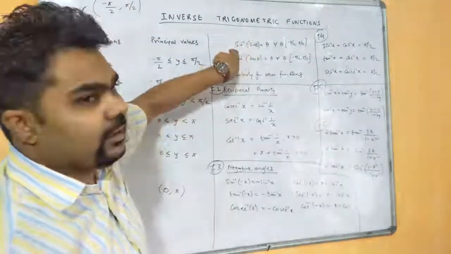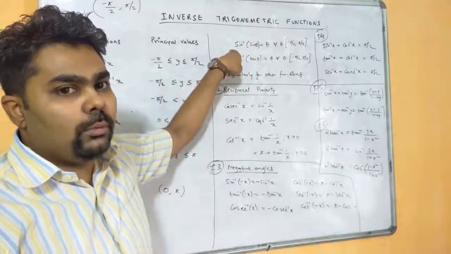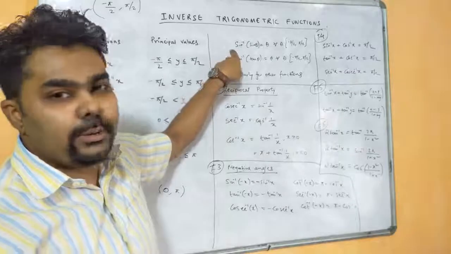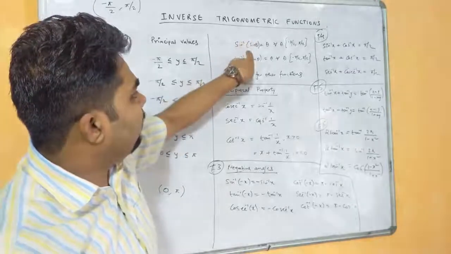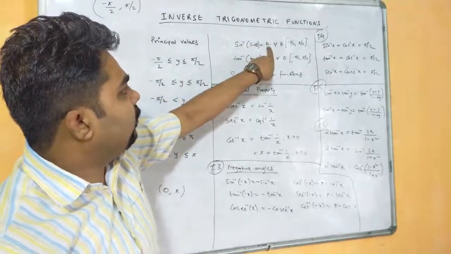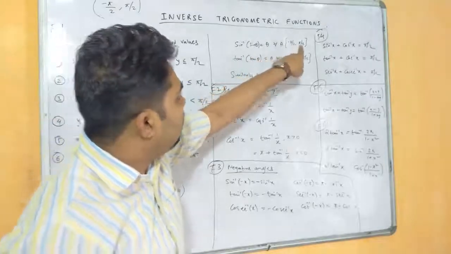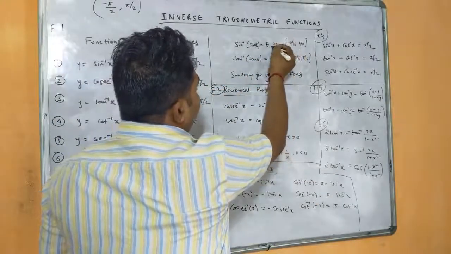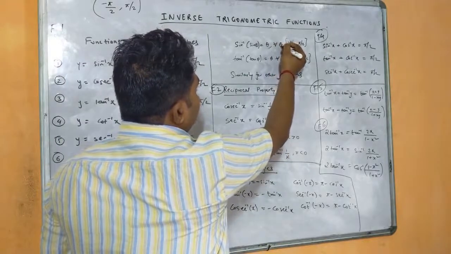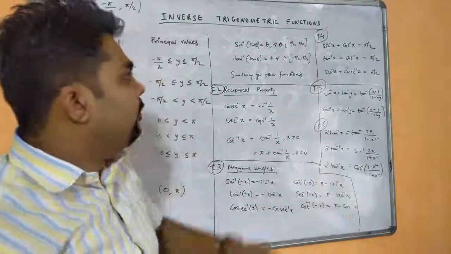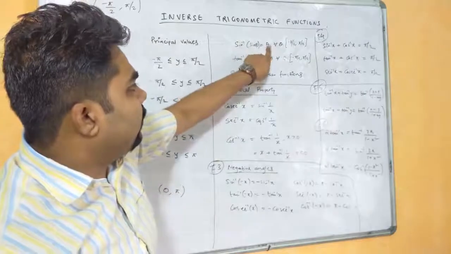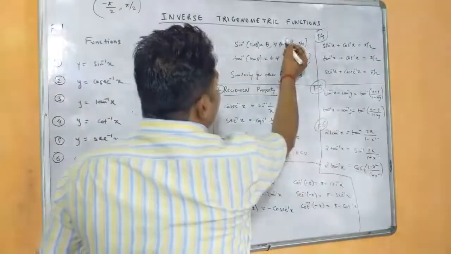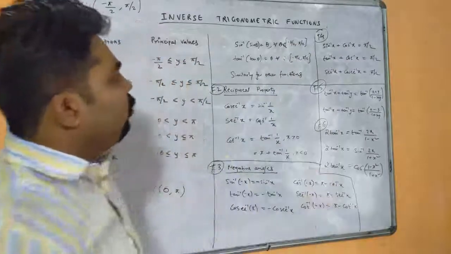Sine inverse and sine got cancelled. That cancellation we have not shown because it will look dirty here. So you will just cancel in your mind, that is sine inverse and sine got cancelled. What is left here? Theta. So theta belongs to minus pi by 2 to pi by 2. That means for all theta, it is read like this: sine inverse sine theta equals theta, for all theta belonging to minus pi by 2 to pi by 2.